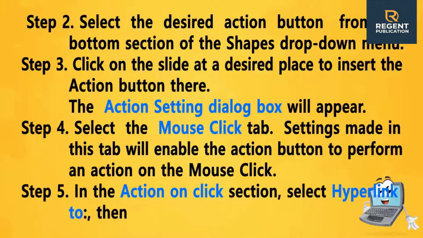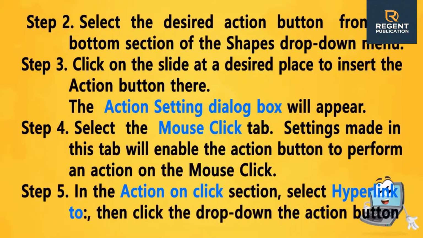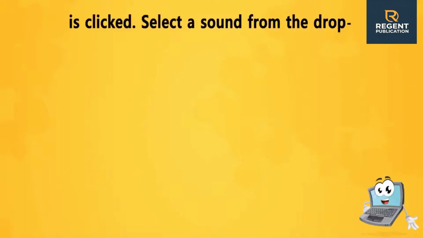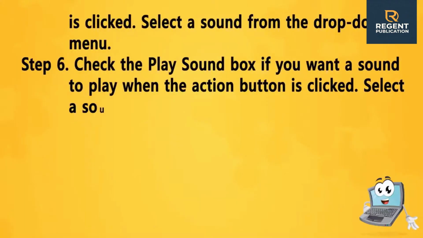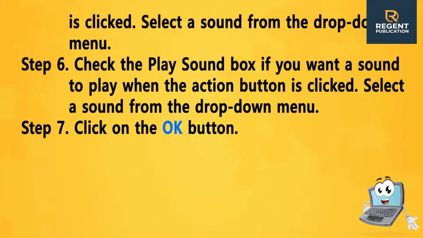In the Action on Click section, select Hyperlink to, then select the drop-down for what should happen when the action button is clicked. Select a sound from the drop-down menu. Step 6. Check the Play Sound box if you want a sound to play when the action button is clicked. Select a sound from the drop-down menu. Step 7. Click on the OK button.